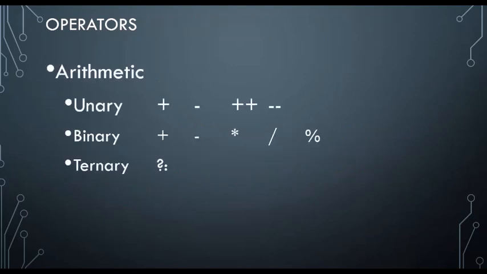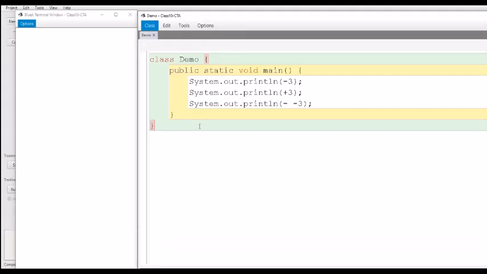Now the operators that we will be doing are unary, that is plus, minus, plus plus and minus minus, and binary as given, and ternary, that is given here. Ternary is actually a question mark and colon. Alright. Okay, let us see this program.